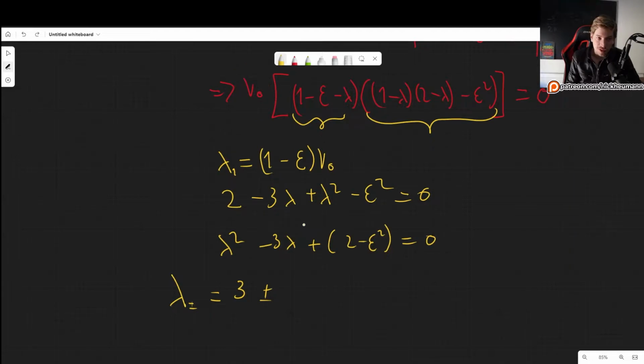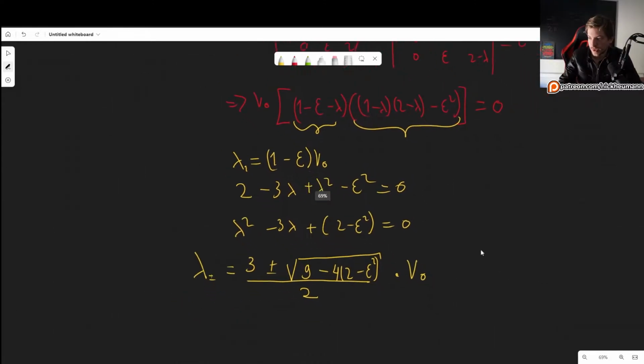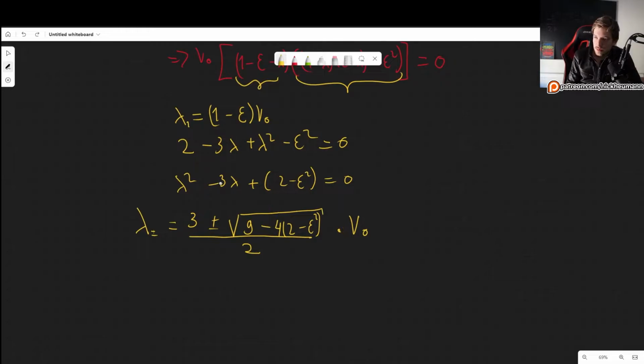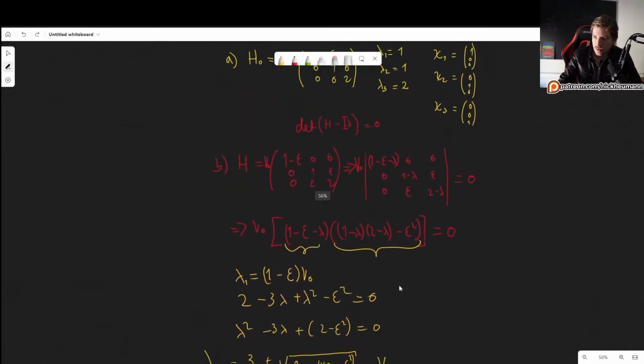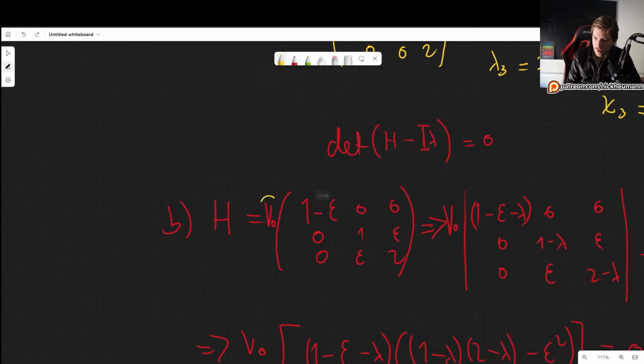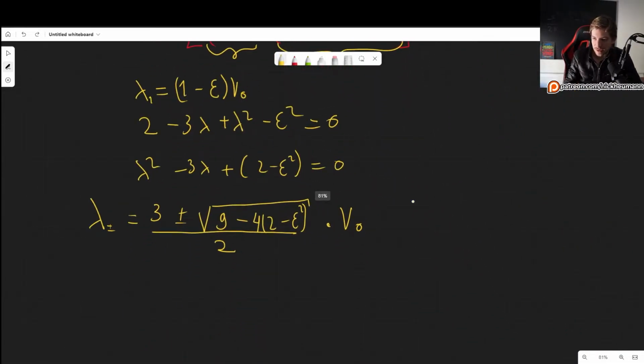All of this will be multiplied by v0, 3 plus or minus the square root of b squared, so 9 minus 4 times a, which is 1, times c, 2 minus epsilon squared, and all of this divided by 2, and all of this multiplied by v0. Okay, so I did plug in the v0 now at the end because it is indeed a factor of this entire thing. I just want to make sure that by the end we keep in mind that there's basically a v0 everywhere here, so we can't just leave it outside.